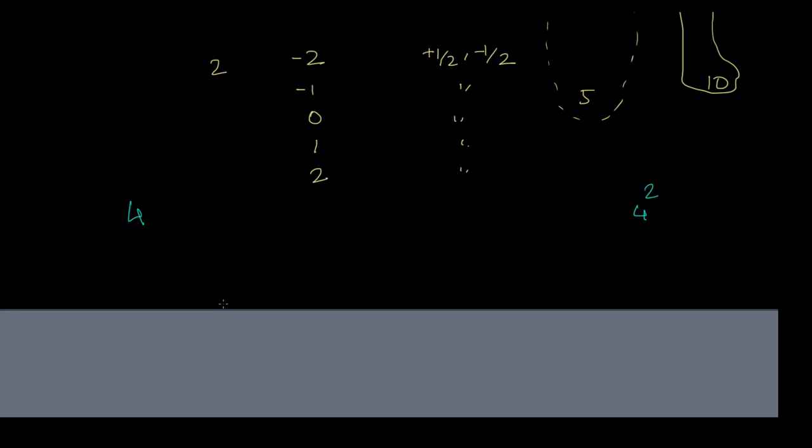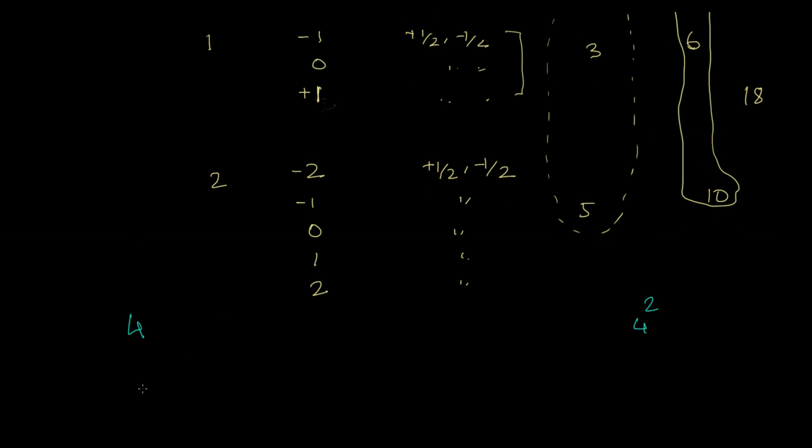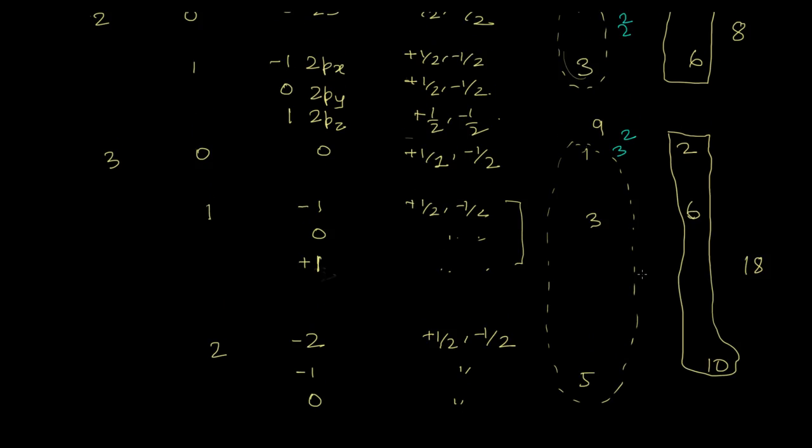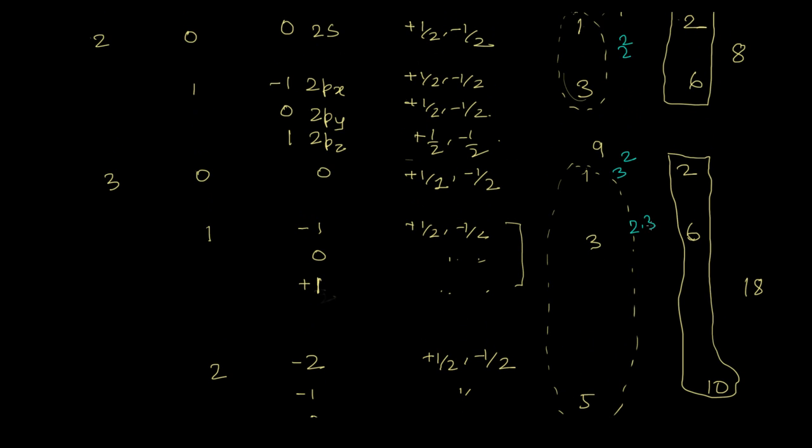If it is n, I'm sorry for that, if it is n, then the number of orbitals is n square, and each orbital holds 2 electrons. So it should become 2 into 4 square. This should become 2 into n square. And now I'd like you to, so this becomes 2 into 3 square. I'm sorry, that is not 2 into 3 square.